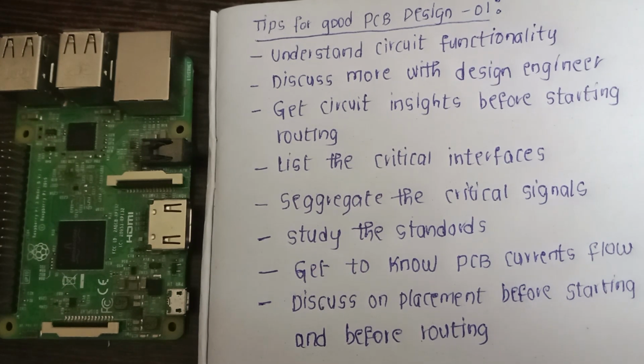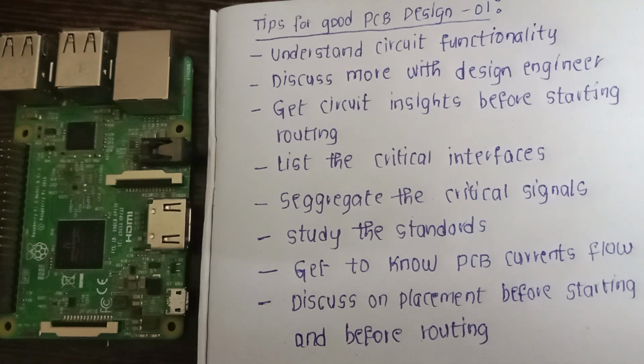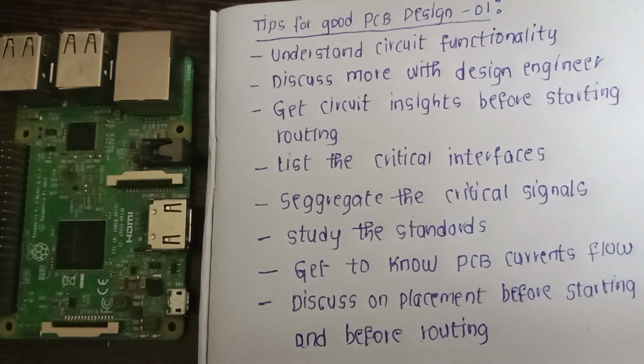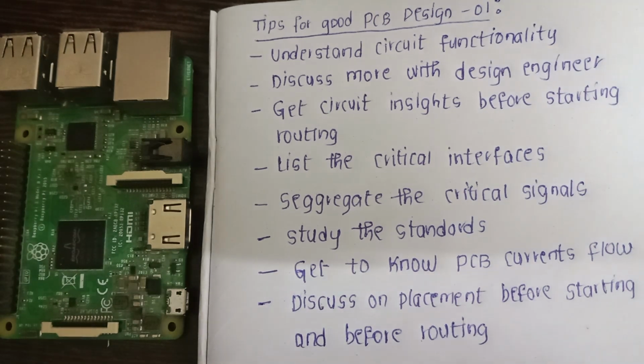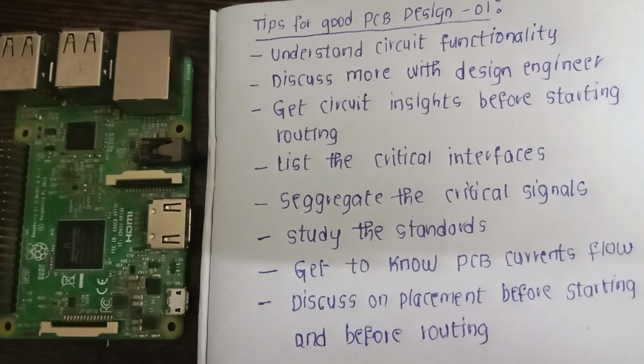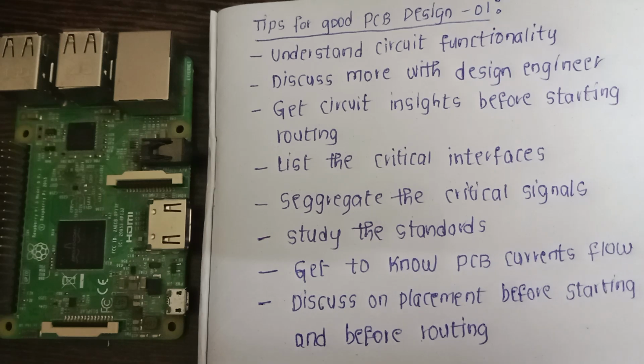After understanding the circuit functionality, the PCB design engineer should start segregating the critical design interfaces and the critical nets associated with those interfaces. That is a very important step. For example, if you take a commercial board which has a USB, we are talking about low frequency signals here. We haven't gone to high speed signals. If you take a normal microcontroller board, USB is the most critical thing, right?